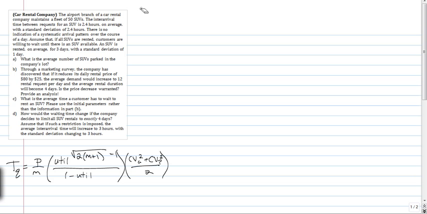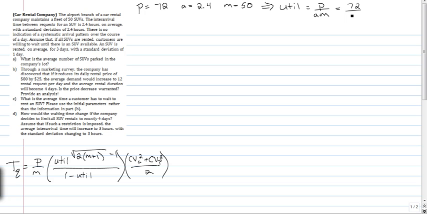This is our activity time, or P, but we're going to convert it to hours by multiplying times 24. A, our inter-arrival time, is given to us as 2.4, and M is equal to 50, or the number of SUVs in the fleet. We can then solve for utilization, which is equal to P over A times M. That's 72 over 2.4 times 50, or 120, which simplifies to 3/5.